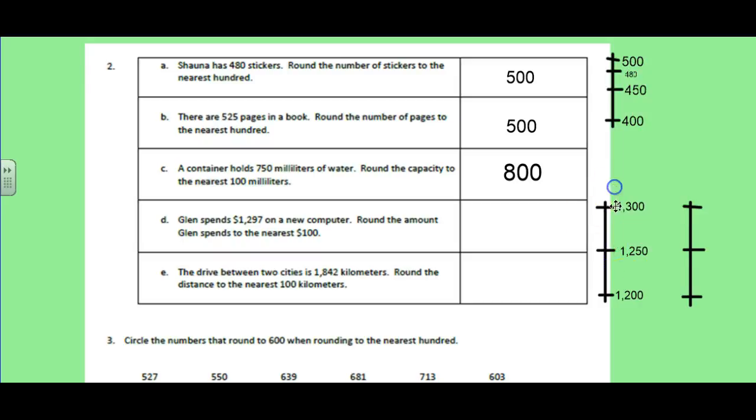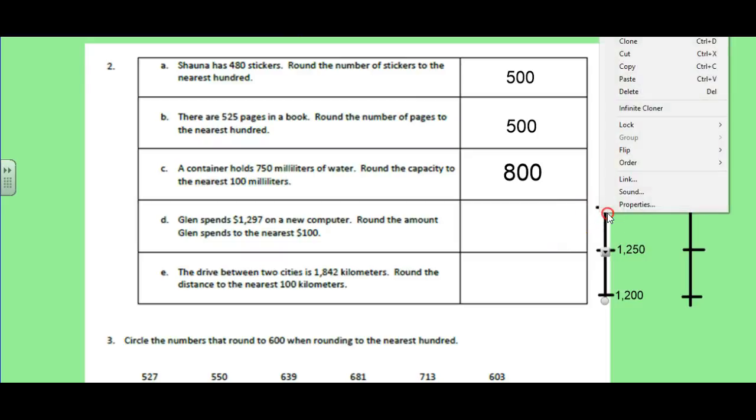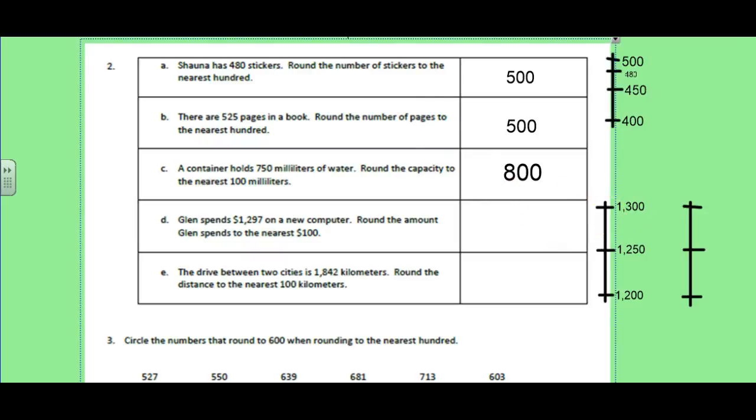So we're going to have to put on our number line where 1,297 would go. 1,297 is very close to 1,300, because if I were to keep counting from 1,297, I would just have to add 3 more to get to 1,300. So that tells me that 1,297 is going to be very close to 1,300. So I'm going to put that right up there, very close to it. And just by looking at this, you can see that 1,297 is definitely going to round to 1,300.